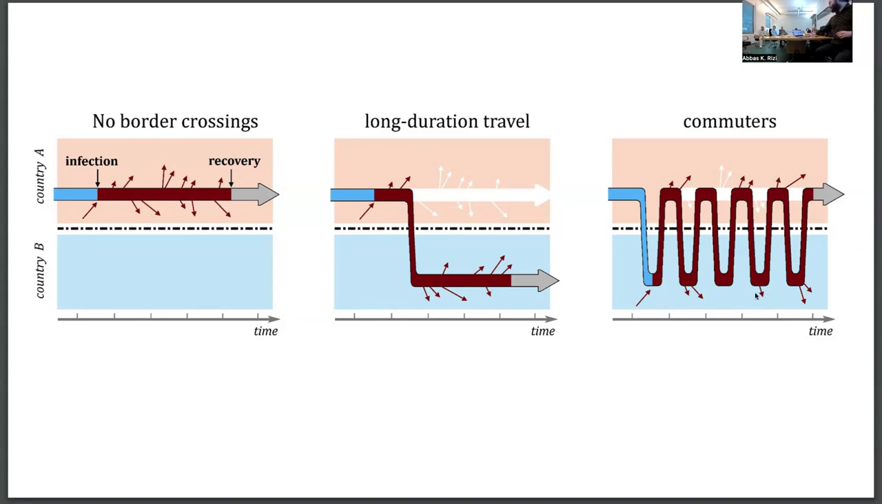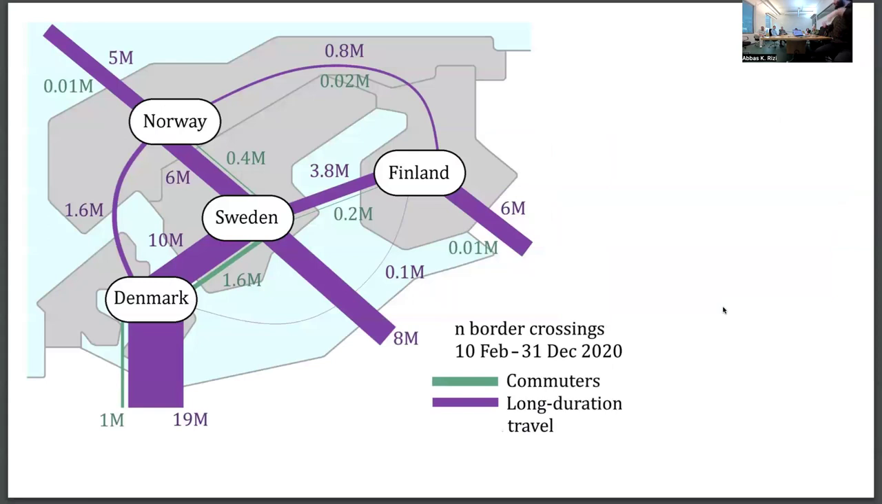And with some mathematical magic, which I wasn't really involved in, we can split the travelers into commuters and long duration travelers. For example, there are a lot of commuters coming from Copenhagen to Malmö through Harrison Bridge, as we find out. But there were also people traveling, for example, from Finland to Sweden in Torni, a city up here. Of course, there are a lot of commuters, but otherwise most of the travelers were counted as long duration.